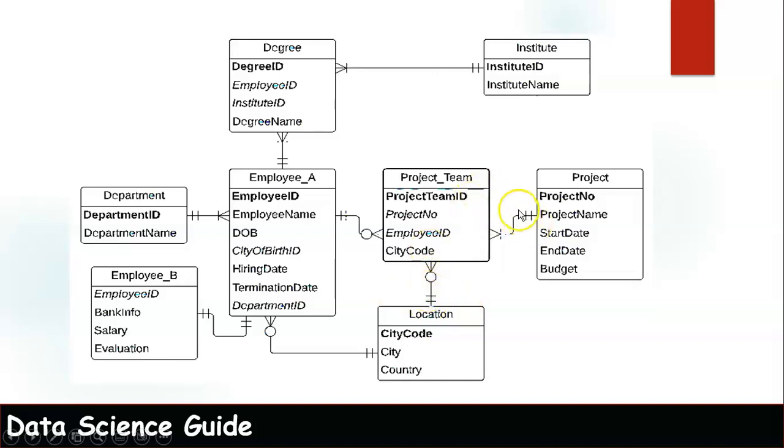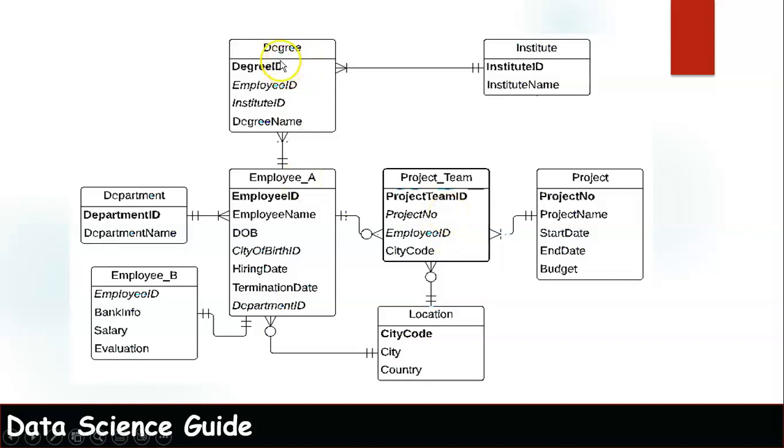And we explained the relationship between project team and project. One project team belongs to only one project. That's why we have 1-1. And from project to project team is either one or many. That means we have only one or many employees in that project team.